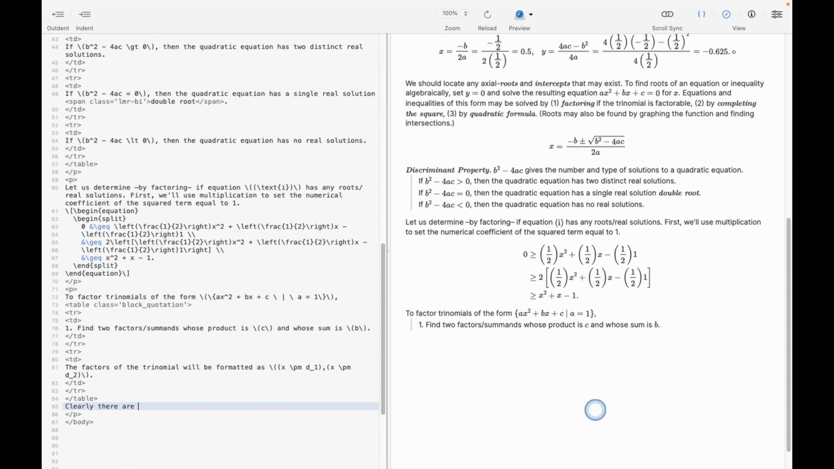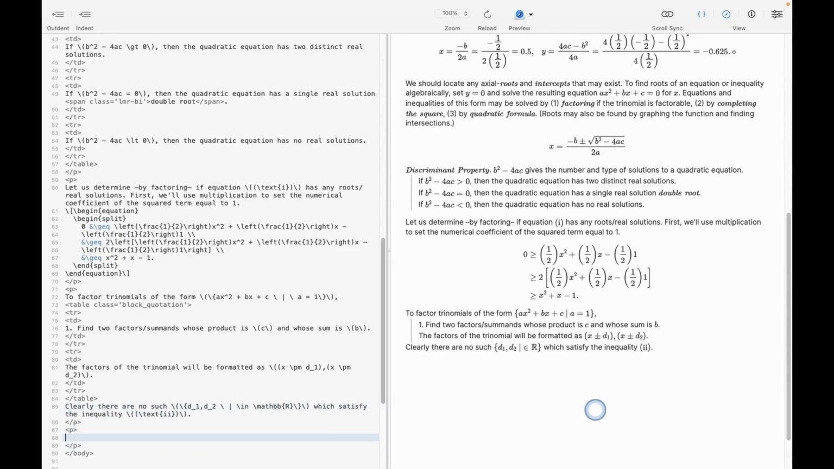Well, clearly there's no such d sub 1, d sub 2 that are real numbers which satisfy the inequality derived just above. And let's marginally observe that when the coefficient of the squared term is 1, there's an important relationship between the first degree term and the constant.